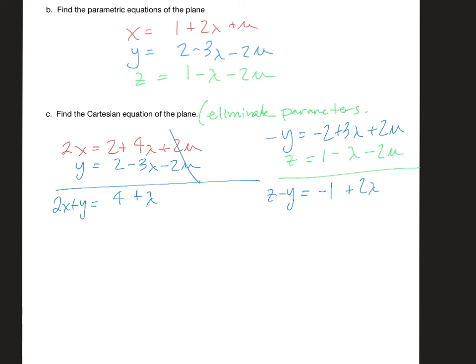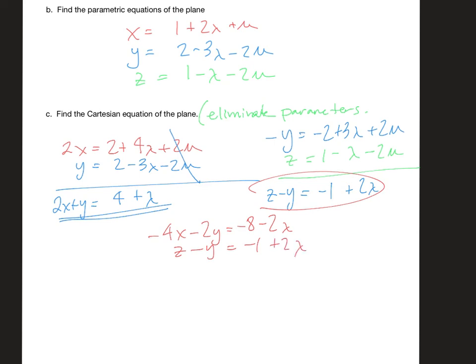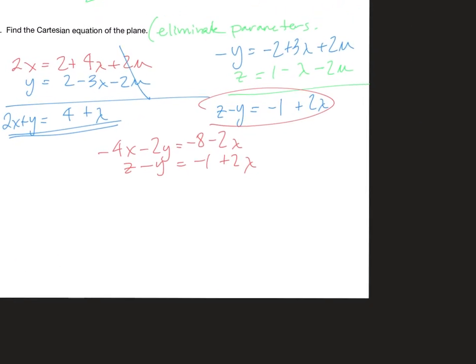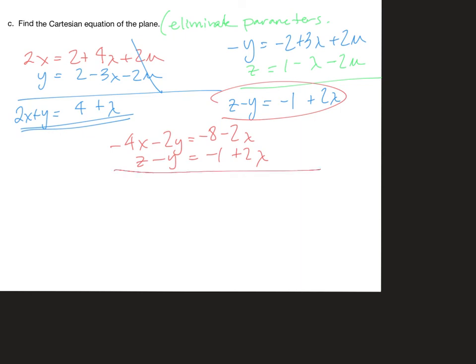And now I need to eliminate lambda. So I think what I'm going to do is multiply this one by -2. So negative 4x, negative 2y equals -8 minus 2 lambda. And this one I'm just going to bring over. Z minus y equals -1 plus 2 lambda. Scoot this up a little. Sorry about that. When I add these up, I have negative 4x minus 3y plus z. Over here, the lambdas are gone.